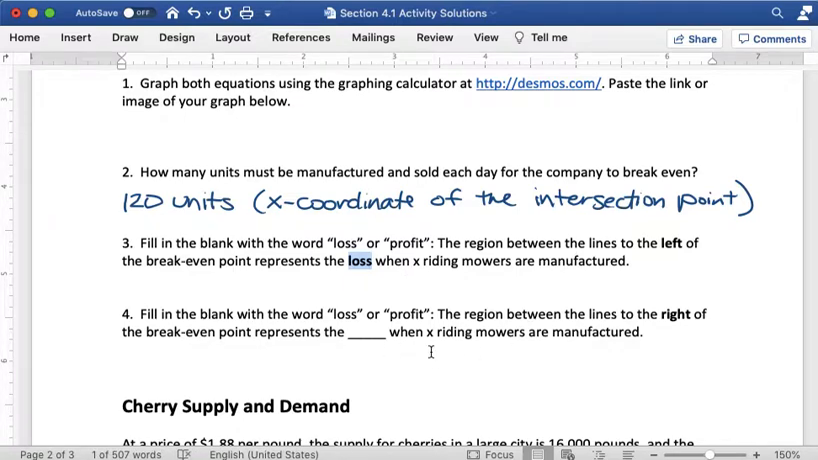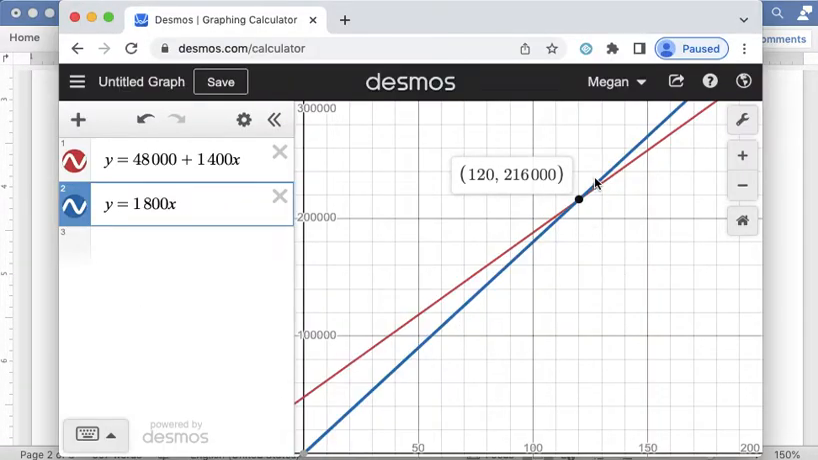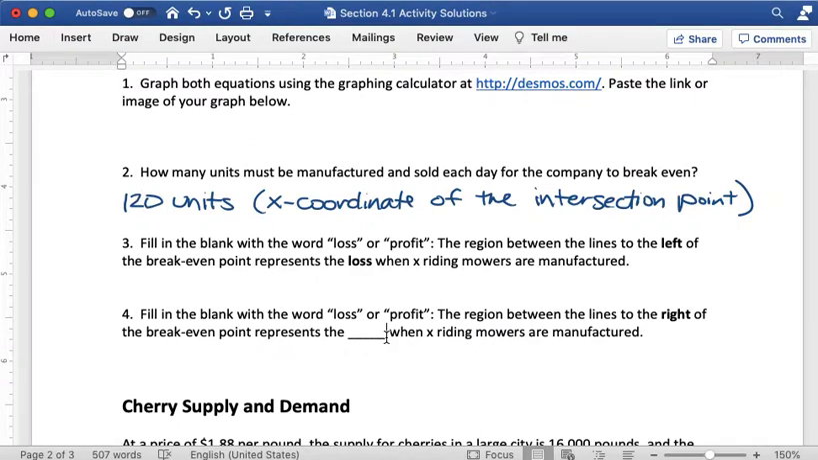And then in question 4, fill in the blank with the words loss or profit for the region between the lines to the right of the break-even point. So go back to my graph, look to the right of the break-even point, that's this side. Revenues here are greater than costs because the blue line is above the red line. So for any number of mowers, any x coordinate, my revenue is going to be greater than my cost. So that means that it is profit because I am making money, and that is a good thing. So I would fill in the blank with the word profit.